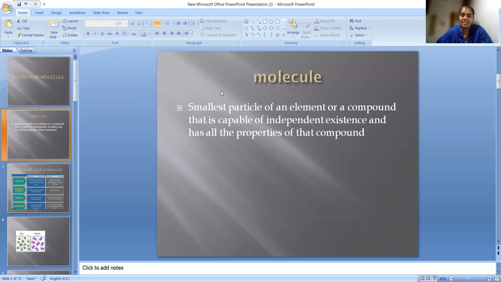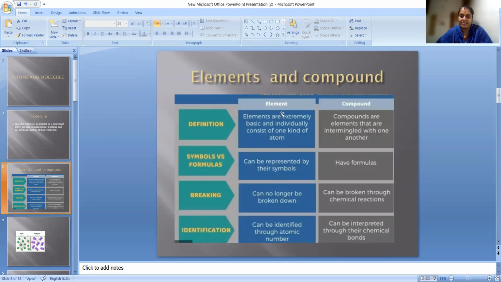Now let us see the difference between element and compound in detail. What is an element and what is a compound? Element means it consists of only one type of particle. For example, oxygen has only oxygen atoms inside. Only one type of atom is present. Another example, bromine consists of only bromine atoms. So an element consists of only one type of atom. No other atom should be present inside.